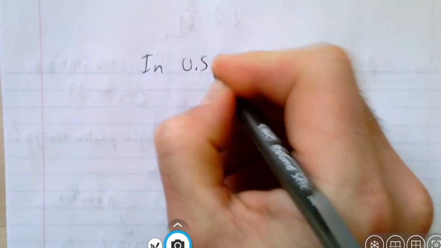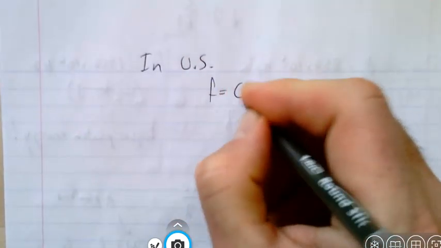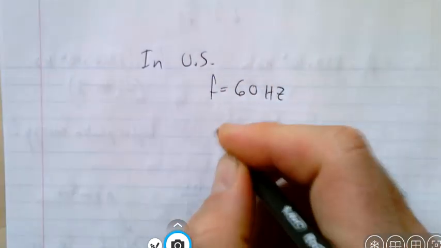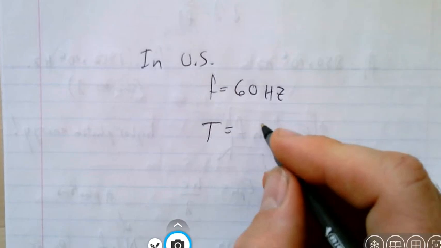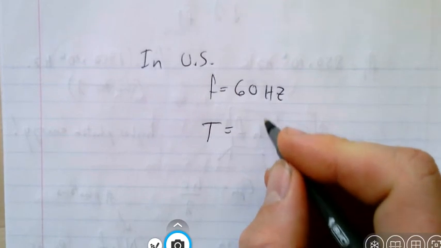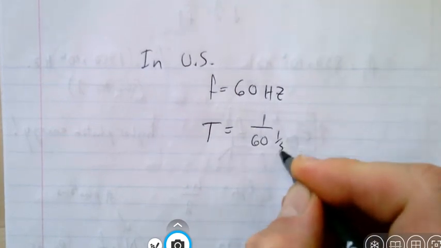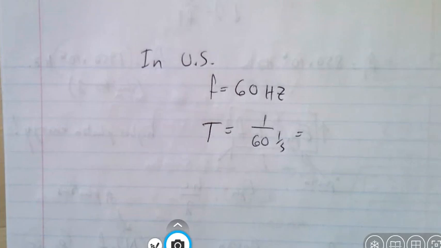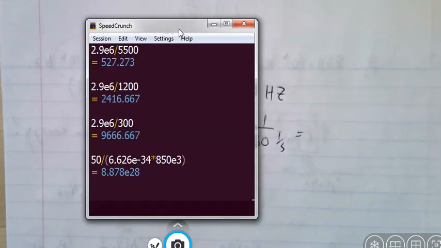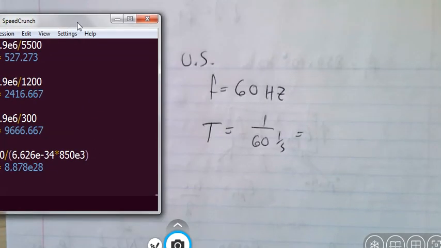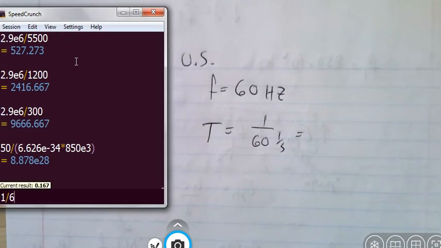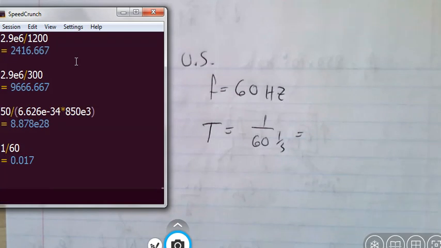So I'll just quickly do a calculation here, which is that in the United States, we use a frequency equal to 60 hertz. That means that the period, in other words, the time between oscillations, is 1 over 60, that's in inverse seconds, and just using a calculator over here, that is equal to 1 over 60, which is 0.017.